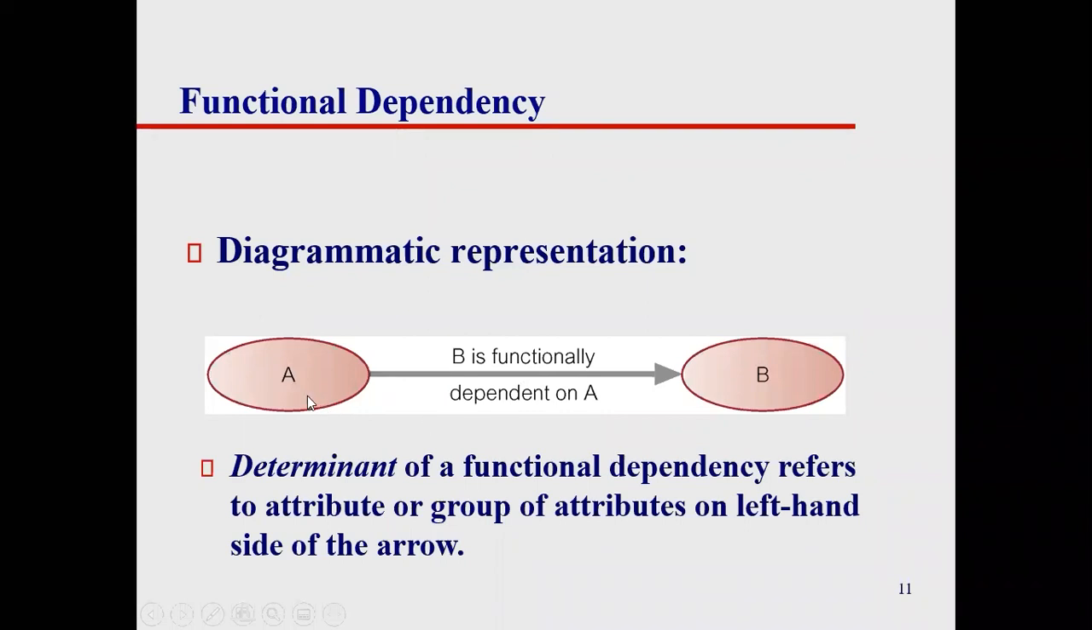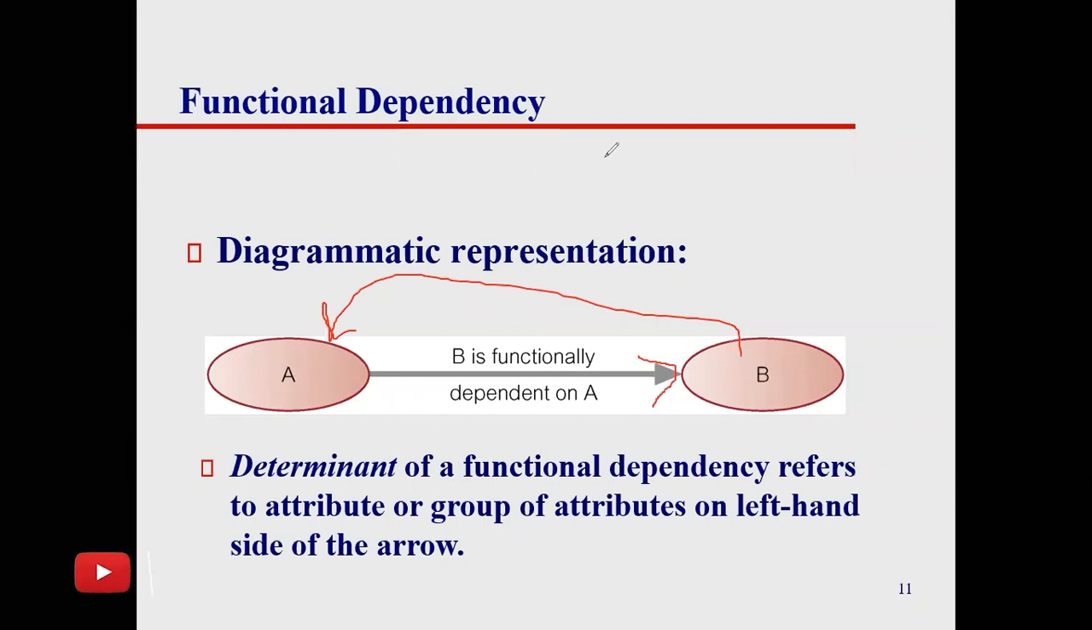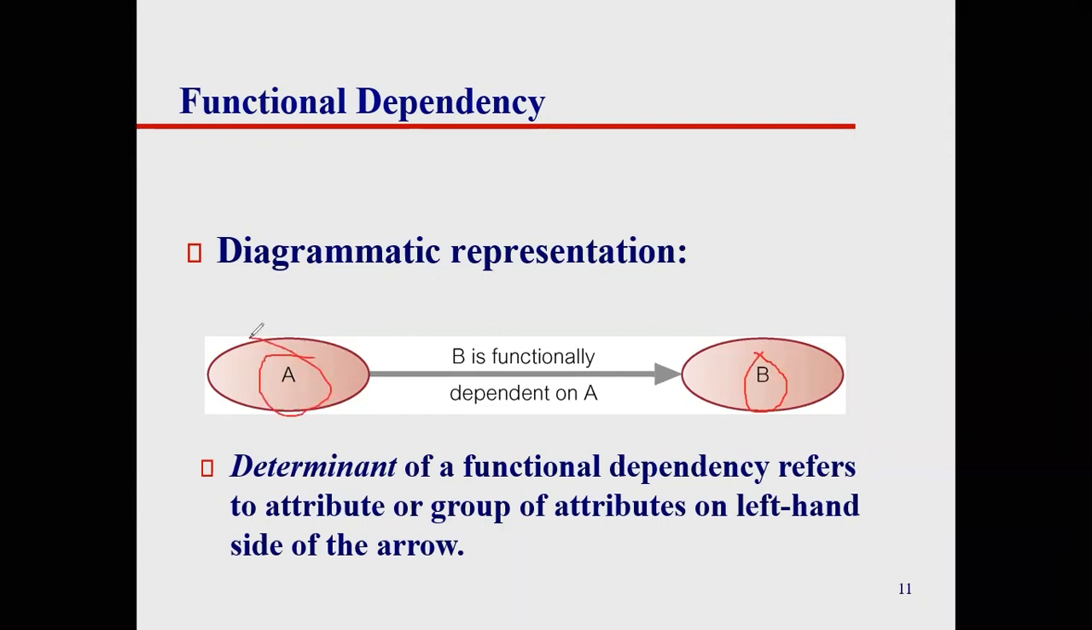So which is dependent, A or B? B is dependent on A. The arrow shows that A is powerful and B is dependent on A, right? So column B in the same table is dependent on column A. The determinant of a functional dependency refers to the attribute or the group of attributes on the left hand side of the arrow. So who will determine B? The left hand side will determine B.